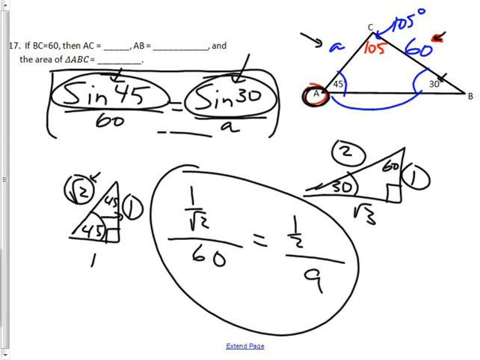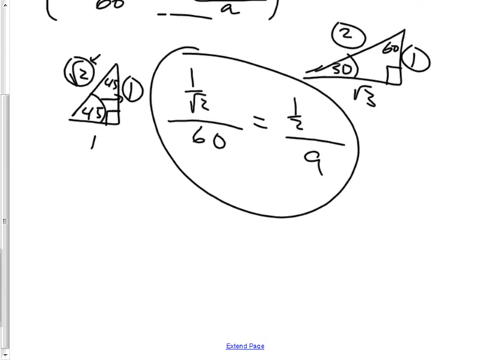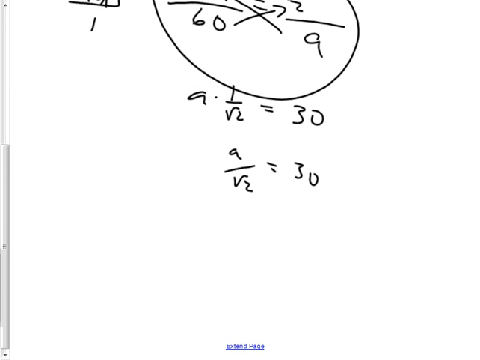Get a alone. All right, so it's a times the 1 over root 2 is equal to 60 times a half, and 60 times a half is 30, and then I basically got a over square root of 2 is equal to 30, and then I'll multiply both sides by the square root of 2. a is equal to 30 root 2.